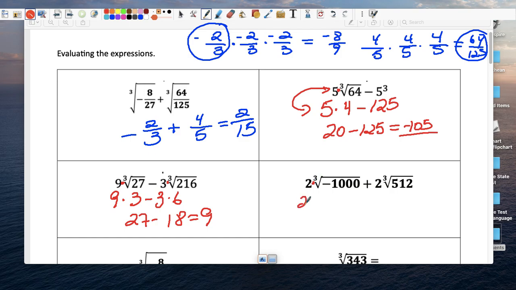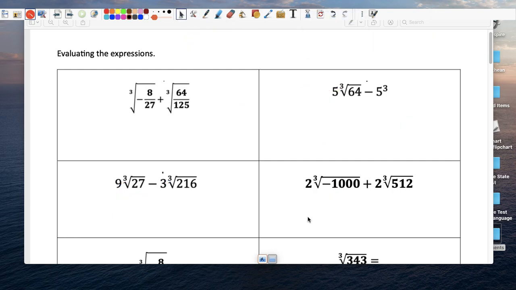2 times the cube root of negative 1,000, and again, the cube root of a negative number is negative, so it's negative 10, plus 2 times the cube root of 512, which is just 8, because 8 times 8 times 8 is 512. 2 times negative 10 is negative 20. 2 times 8 is 16. They're both positive, right? So that's a multiplication sign. Negative 20 plus 16 is just negative 4.